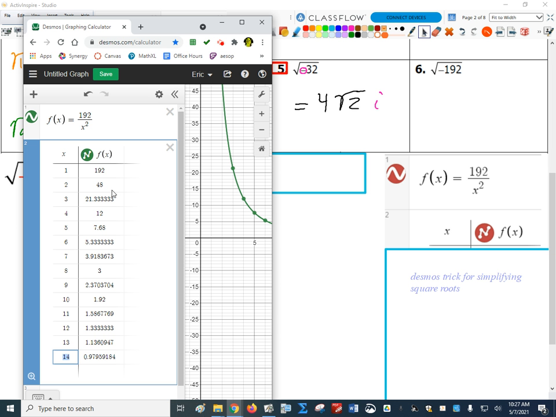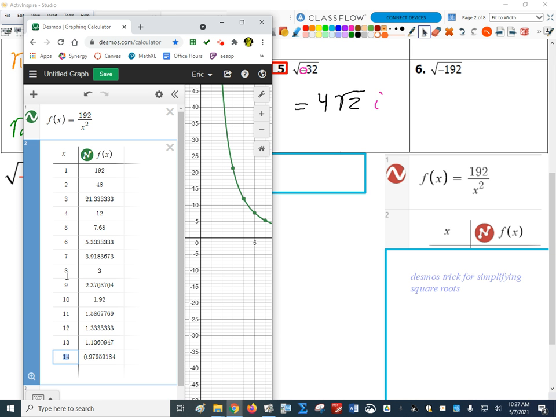What's so useful about this? Well, if I know that 4 goes into 192 evenly, that means that 192 is equal to 2 squared, which is 4, times 48, right? Everybody agree? Okay, so if I know that 4 squared, which is 16, goes into 192 evenly 12 times, well, then that means that 192 is equal to 4 squared times 12.